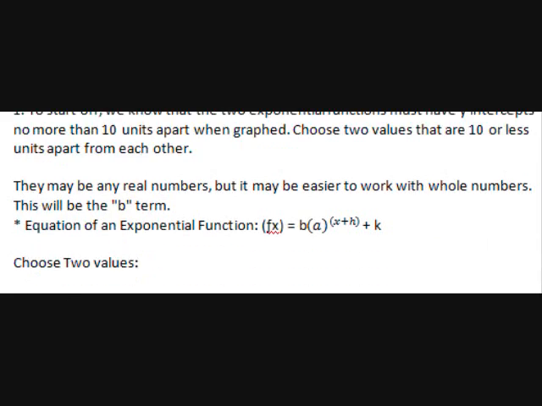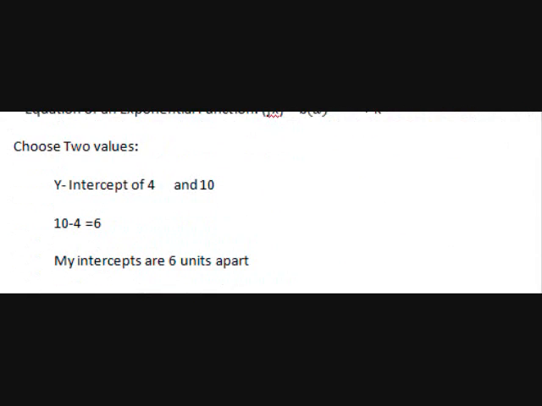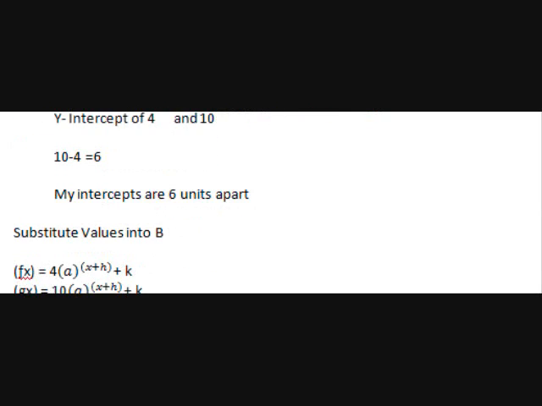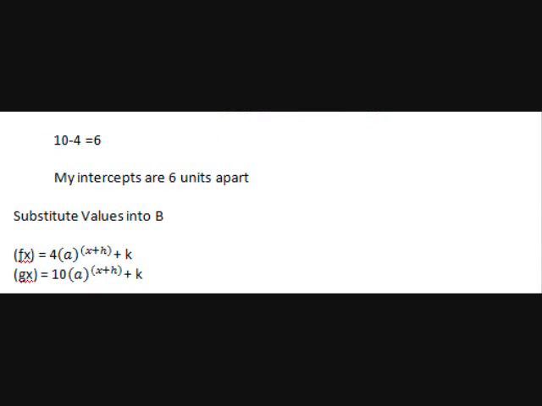Moving on with the plan, I've chosen two values, a y-intercept of 4 and 10. 10 minus 4 is equal to 6. My intercepts are 6 units apart, which meets the criteria of the plan. I've now substituted these values into the b value of the equation, like the individual has told me to do, and that's my equation so far.